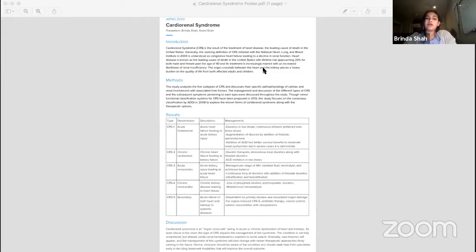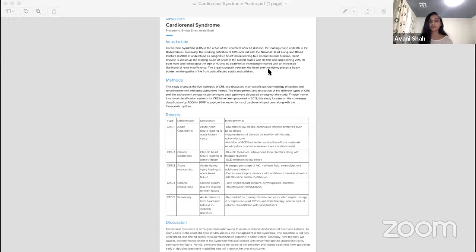The subtypes were identified as acute and chronic cardiorenal for CRS1 and CRS2, respectively. The subtypes for CRS3 and CRS4 were identified as acute and chronic renocardiac, and CRS5 was identified as secondary. The treatments of the first 4 subtypes all recommend managements that include diuretic therapies. Specifically, CRS1 and CRS2 also include treatments that manage blood pressure.